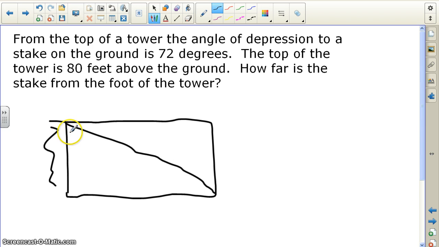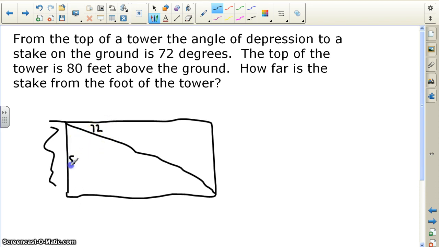A common mistake would be to put the angle of depression here. It's very common. I see it a lot. However, the angle of depression is actually right here, because the angle of depression would be as if you were looking straight ahead and then looking down. That's your angle of depression. Not this one. Very common mistake is to put it right here. Okay, so our 72 degrees goes there. It says the top of the tower is 80 feet above ground.